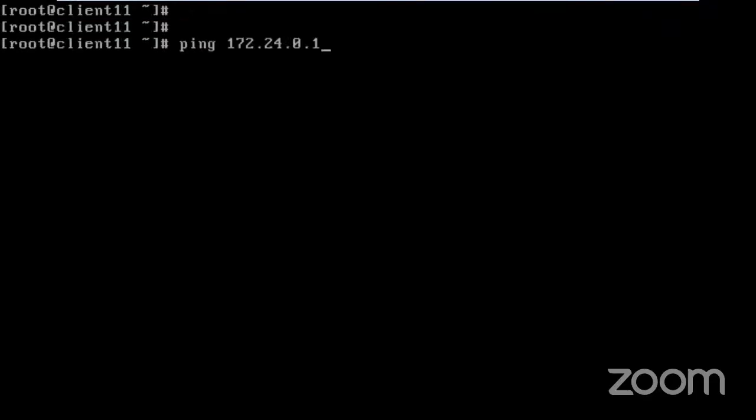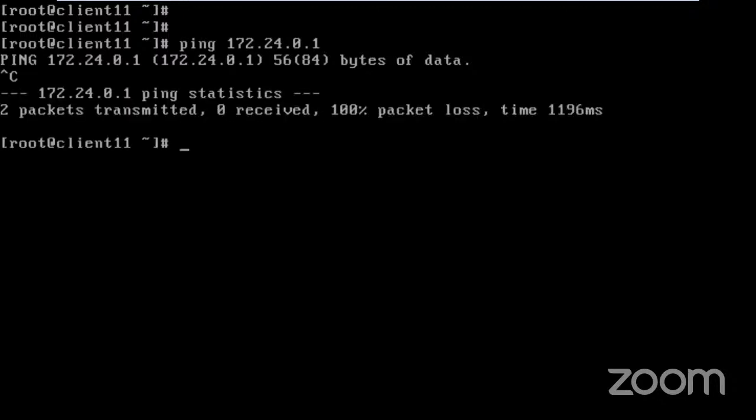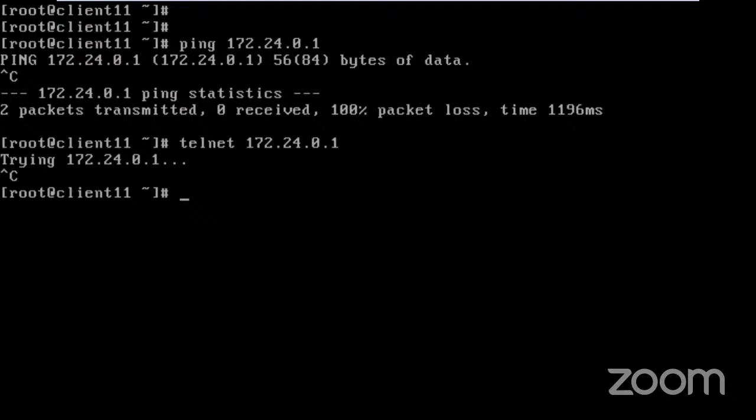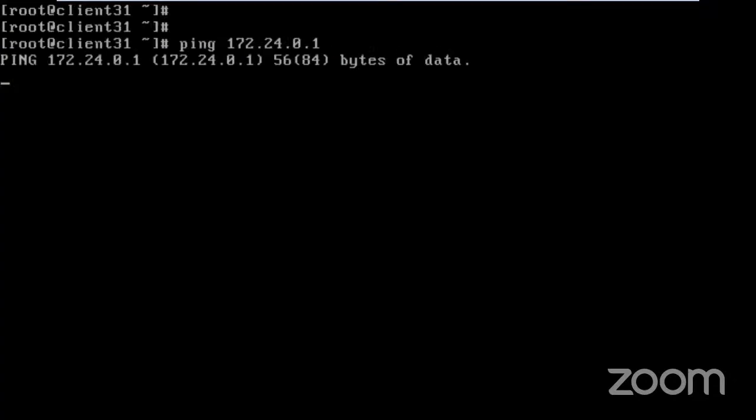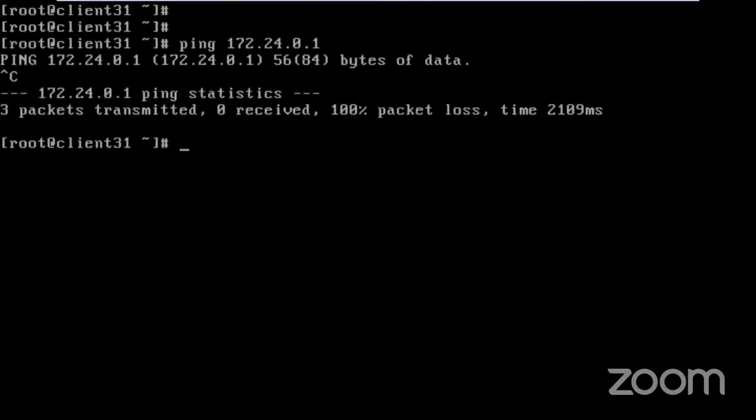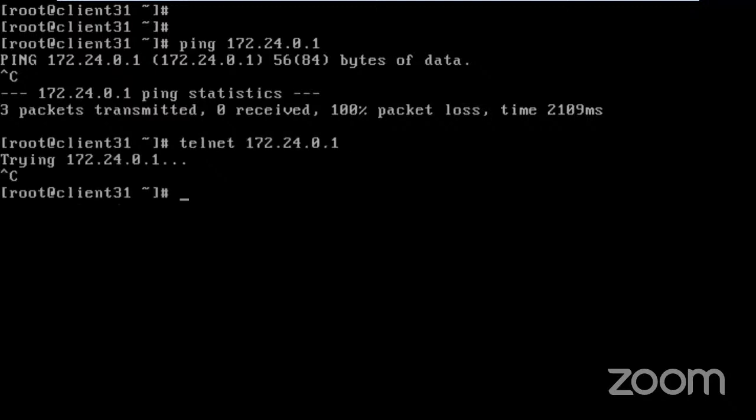So ping is not working. Telnet is also not working. Let us go to the 31 system also. Now ping is not working, and about the telnet. But what about this system?